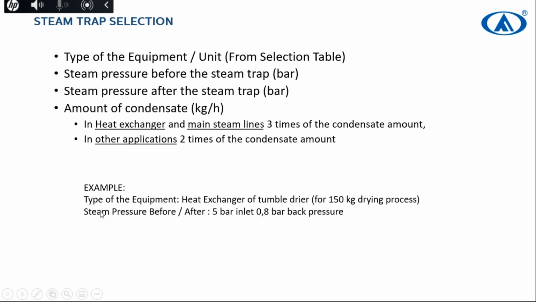Let's have an example. The type of the equipment: heat exchanger of a tumble dryer, and for a 150 kilogram drying process. And steam pressure before and after, it's 5 bar and 0.8 bar back pressure.